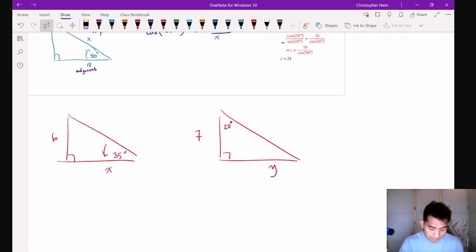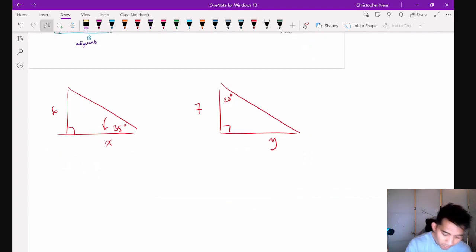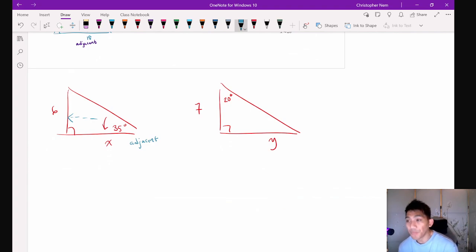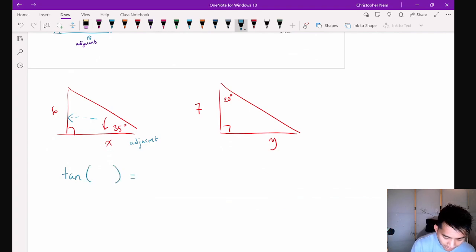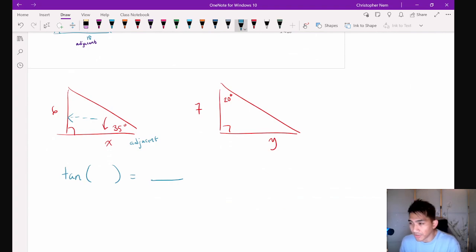Alright, so let's look at the first one, right here. We have to figure out what's of interest. Well, in relation to this 35, this 6 right here is opposite, and this x is the adjacent. So we're going to be using something that uses opposite and adjacent, which is the tangent function. So I start by writing tangent of something equals a side ratio. Well, the input is 35 because that's my angle measurement. So I throw inside 35 degrees, and it spits out the ratio opposite over adjacent, which is 6 over x. I need to solve for this x.